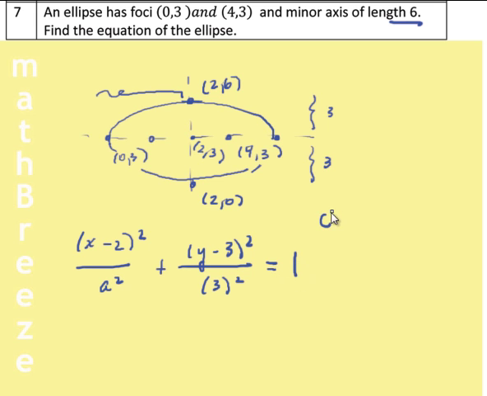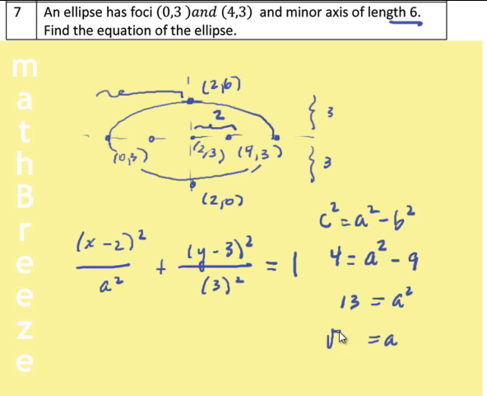We have our little equation, c squared is equal to a squared minus b squared. C is this distance over here, which is 2. All right, so we have 4 is equal to a squared minus b squared, which is 9. So a squared is 13, and a is the square root of 13. All right, so a squared is 13, and that's the equation of our ellipse.